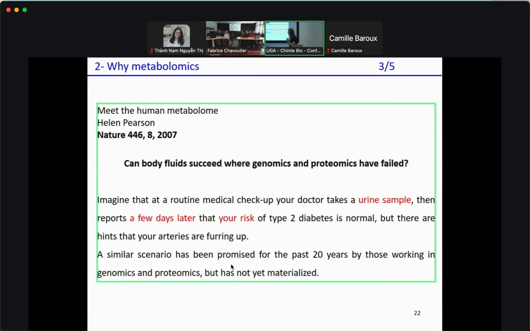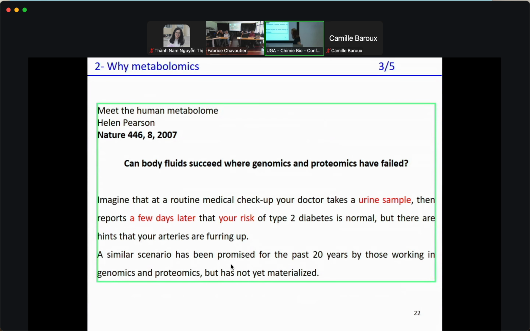A similar scenario has been promised for the past 20 years by those working in genomics and proteomics, but has not yet materialized. So 20 years ago, people made this observation that genomics and proteomics had failed.